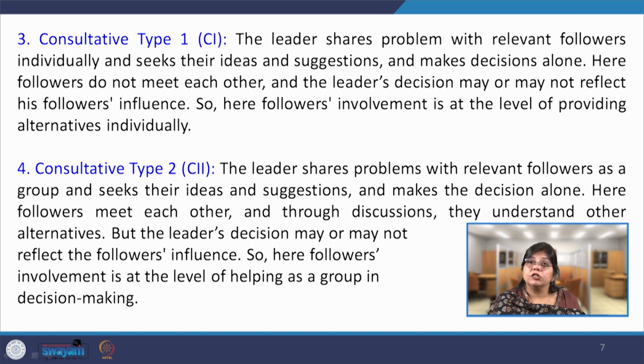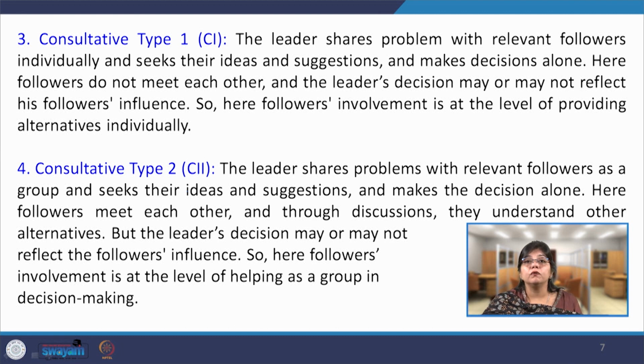In C1, the leader shares the problem with the relevant followers, seeks their ideas and suggestions, and makes the decision alone. But here the followers do not meet with the leader; the leader just discusses the problem. The leader will seek all the information from the subordinates, but the leader's decision may or may not reflect his followers' influence. Again, the information has been collected from the subordinates, but the leader is not at all influenced by them. His only focus is on collecting the information, not getting influenced, and taking his own decision regarding the situation.